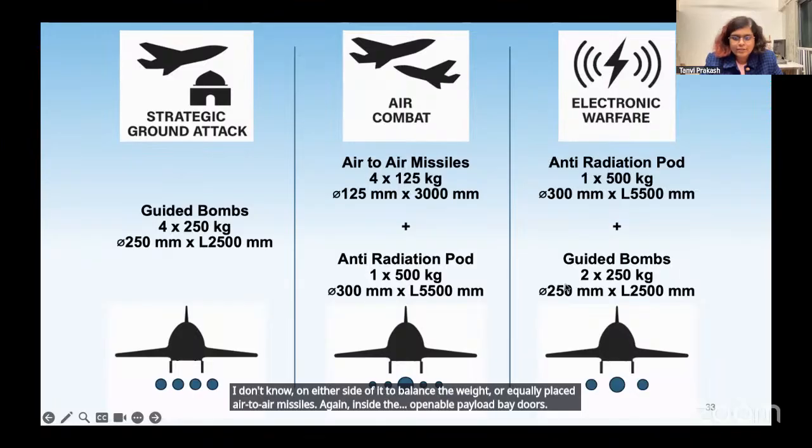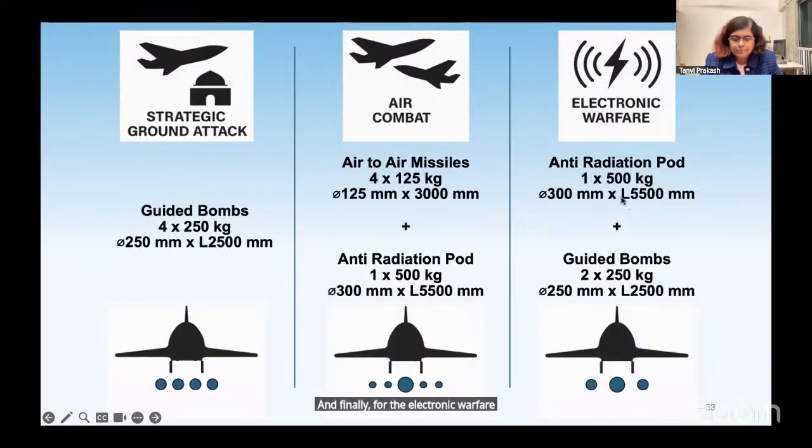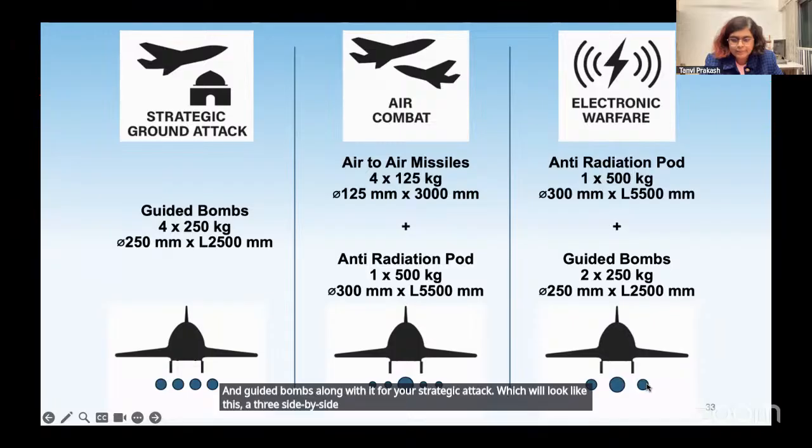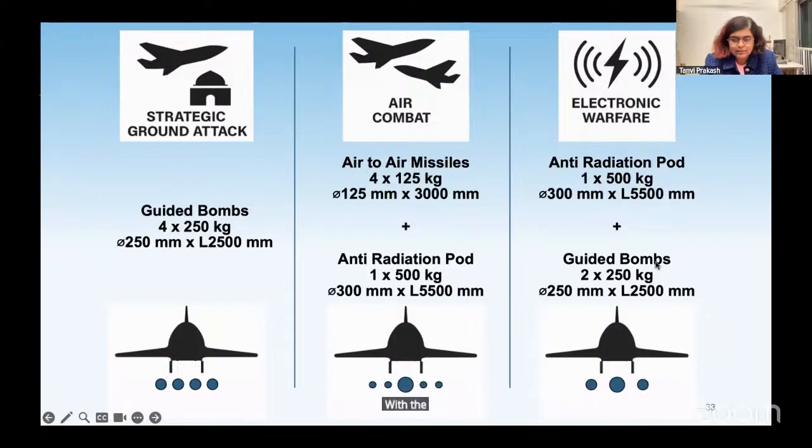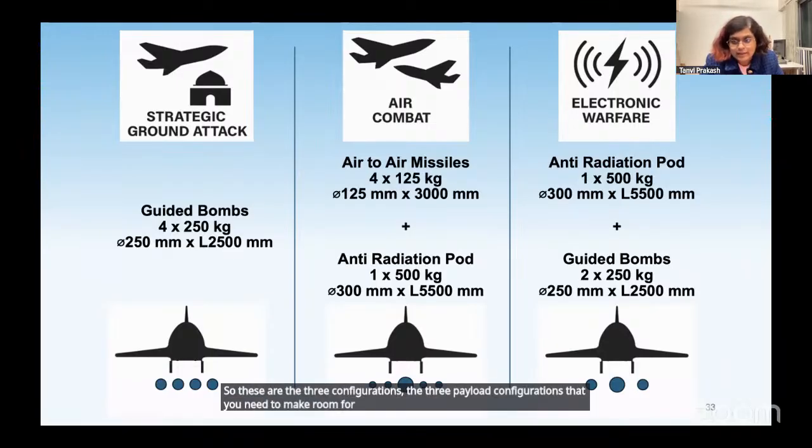And finally, for the electronic warfare role, you would be carrying 1 anti-radiation pod and guided bombs along with it for your strategic attack, which will look like this, a 3 side-by-side configuration with the same lengths and weights as before. So these are the 3 payload configurations that you need to make room for while designing your SUCAV.